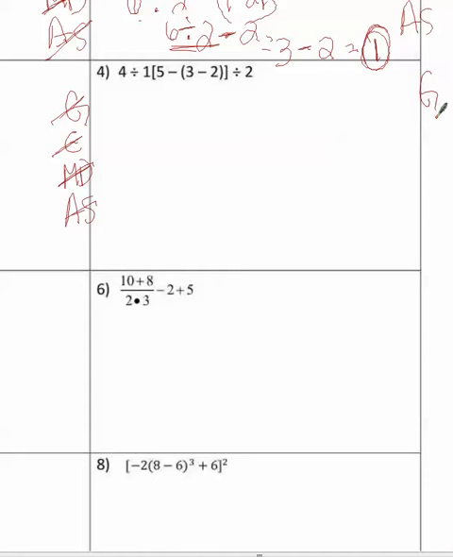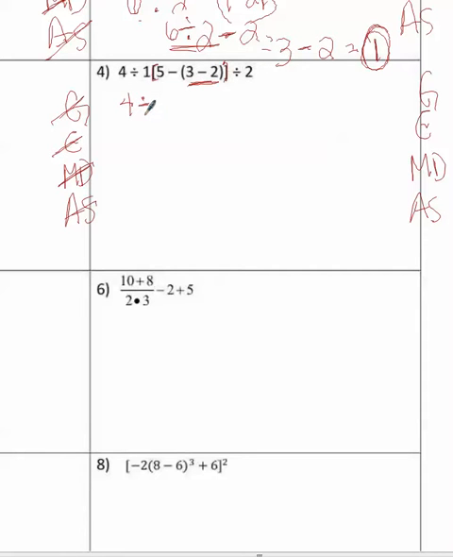Let's look at number 4. Here you have a new type of grouping. These are called brackets, which are just another set of parentheses. Okay, so when we work within groupings, make sure you evaluate it as an order of operations. Okay, so within these brackets, you have parentheses. So you want to solve those first.